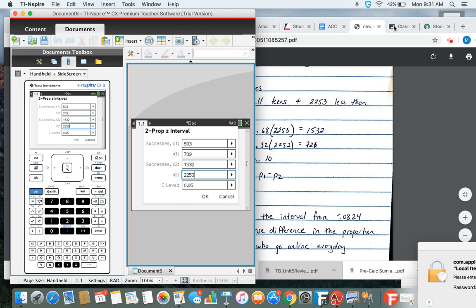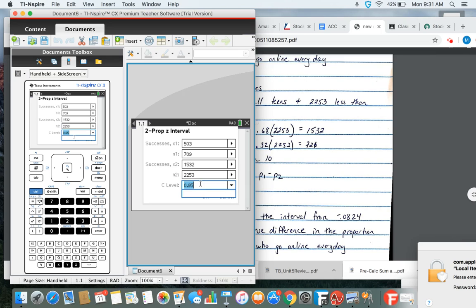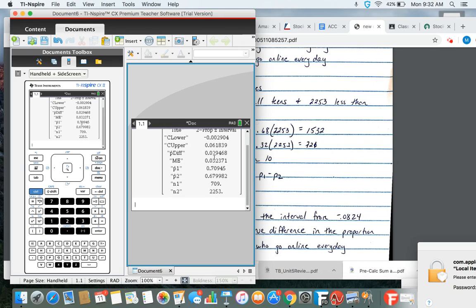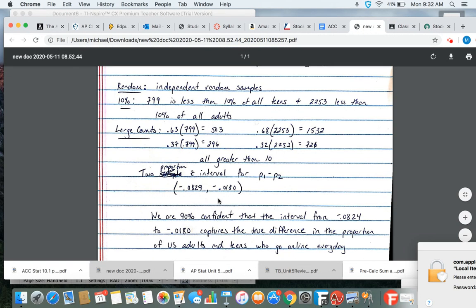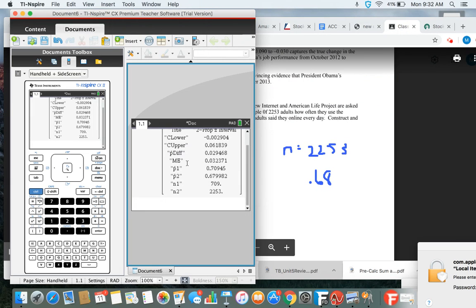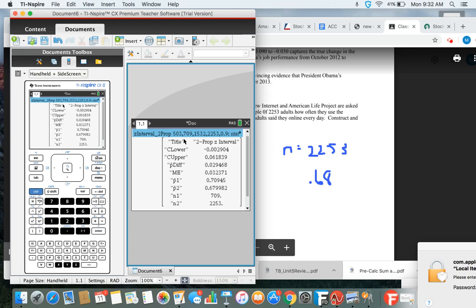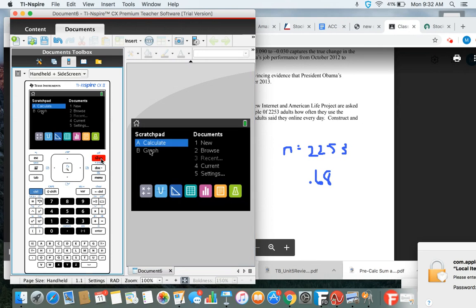In this problem, I believe we were asked for a 90% confidence interval. So we got to change this. 0.90. And we hit OK. Yeah, 0.90. Now, let me just make sure. I had a little typo here, guys. I got to go back and fix that. Look, I put 709, so I'm going to do that again.